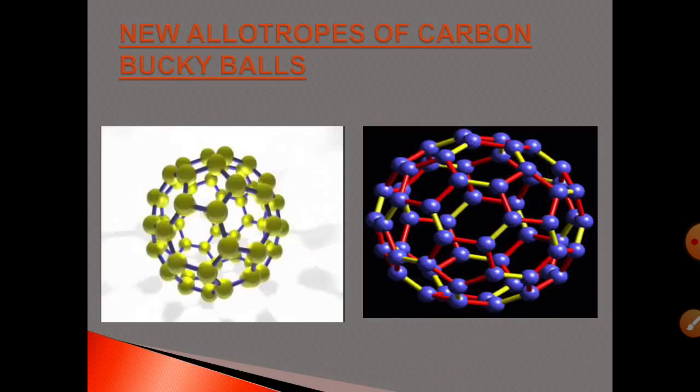Allotropes of carbon. What are allotropes? Allotropes are different structural forms of the same element having different physical properties but the same chemical properties. For example, diamond and graphite, and now buckyball are the allotropes of carbon.